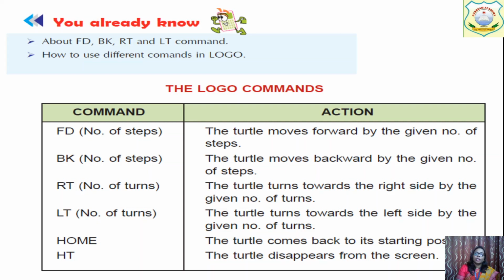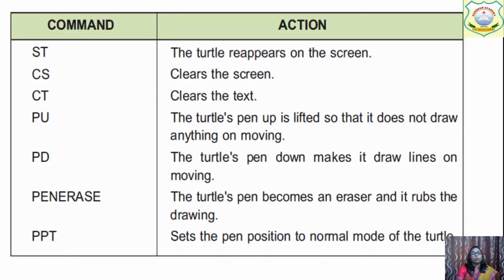To send back the turtle to its initial, starting position, what will be the command? Home. And to hide the turtle we use HT. To show the turtle we use ST. To clear the screen, which command? CS. And to clear the text, meaning the recall list box, for that, CT. Now for pen up we have PU, for pen down we have PD. These commands are used to draw a discontinuous line. Pen erase, PE.